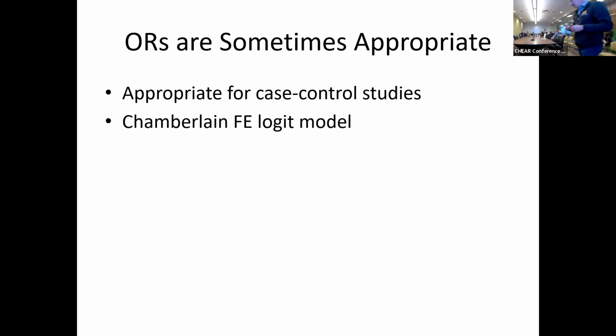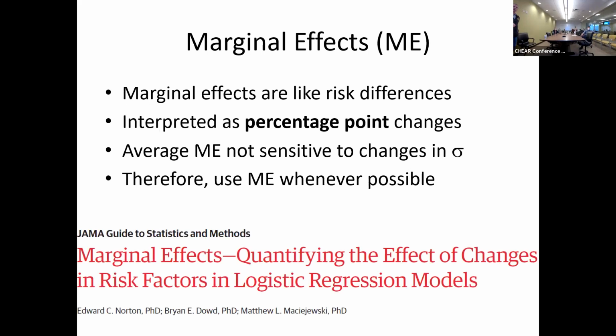Okay. But unfortunately, that appropriate use in epidemiology just sort of expanded to other cases where you don't have case control studies, and then it's no longer appropriate. Next slide, please. Okay, so instead of odds ratios, I much prefer marginal effects or risk differences, combined with saying what the underlying probability is to provide context. So this would be a percentage point change.